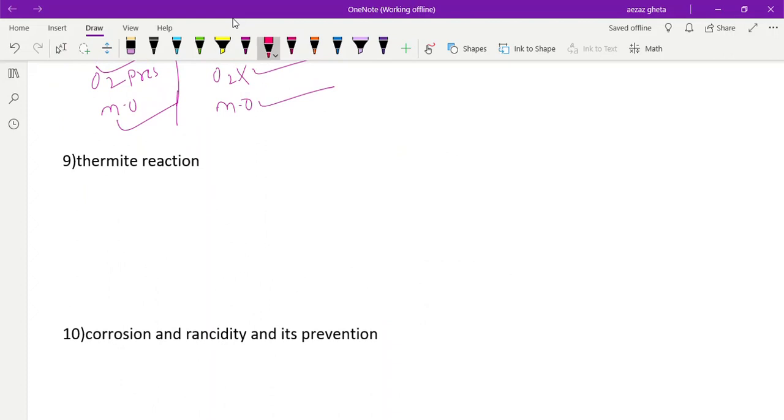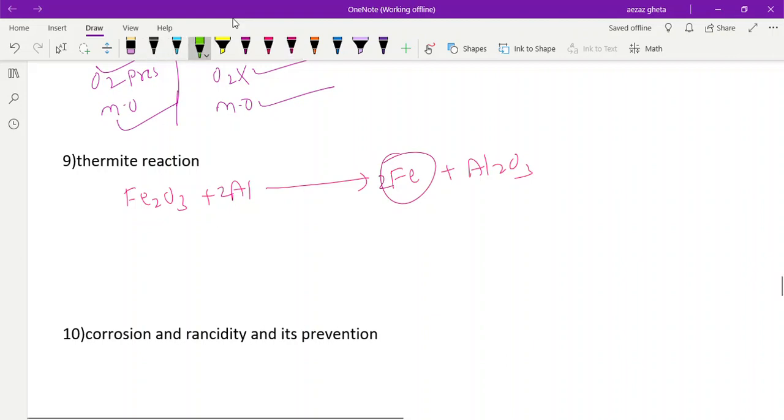See, what is the thermite reaction? In this thermite reaction, a metal oxide like Fe2O3 is heated at high temperature with aluminum. Just like a displacement reaction, iron and Al2O3 are formed. The iron which is formed is in molten state, so it is used to join railway tracks, and also to seal cracks in machine parts and all. So you can just write 2 here. Okay, done. It is balanced. So this is very important, the thermite reaction.